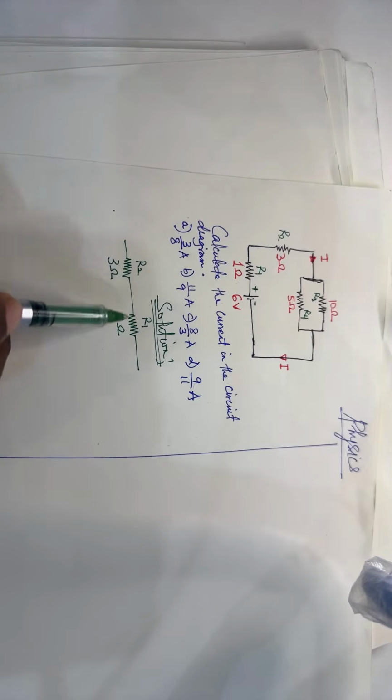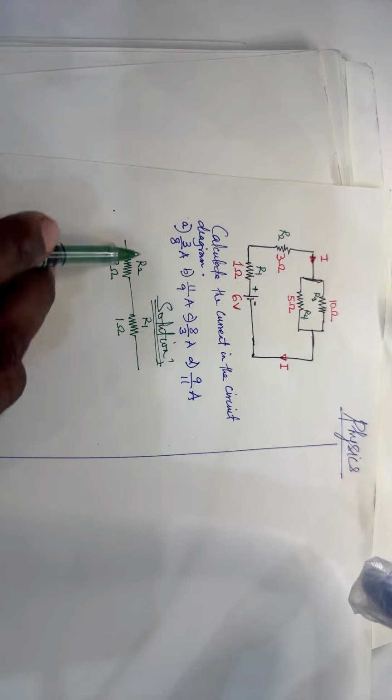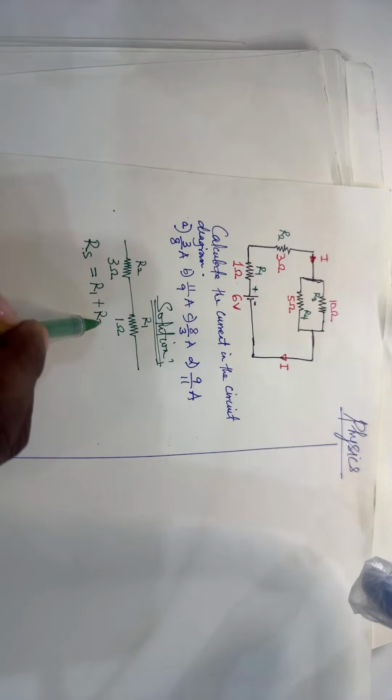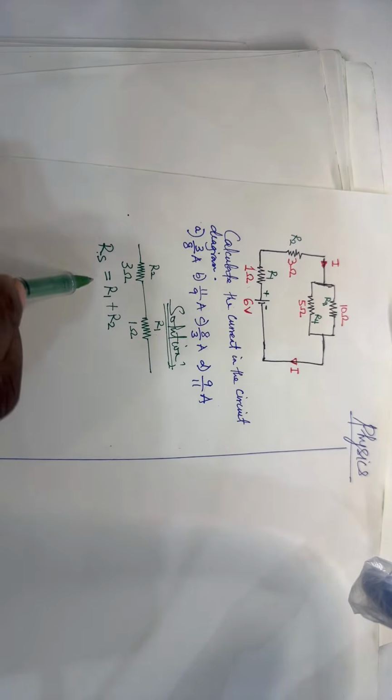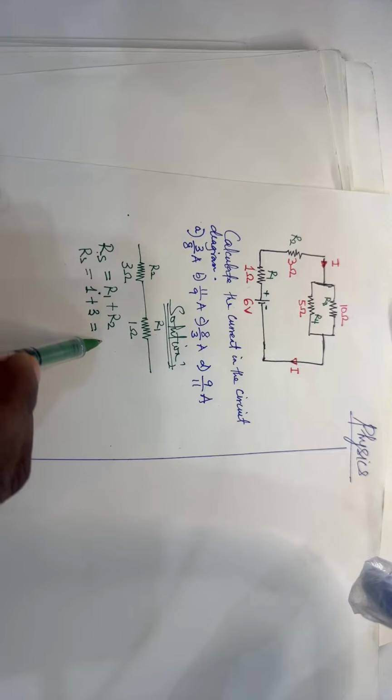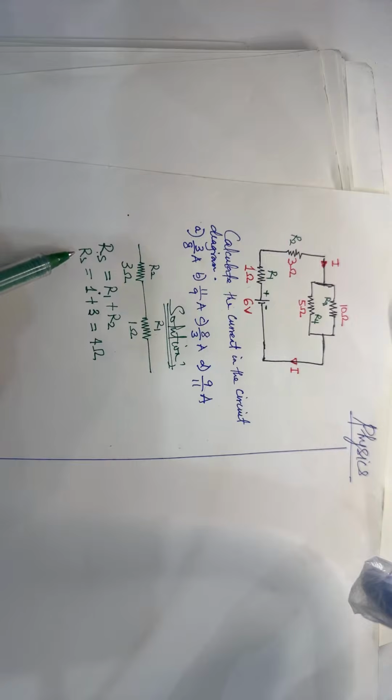This R1 and R2 are in series. What is the formula for a series connection of resistors? See it: the total resistance in series equals R1 plus R2. Don't forget the formula. So what is R1? 1 ohm, plus R2, 3 ohms. If you add everything, the total will be 4 ohms. So the total resistance in series is 4 ohms.